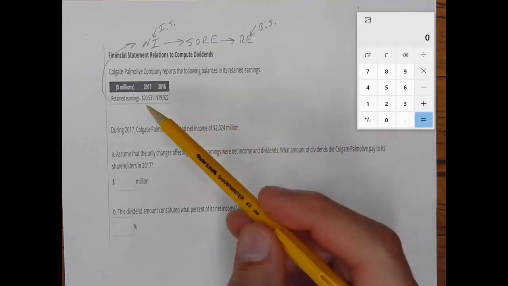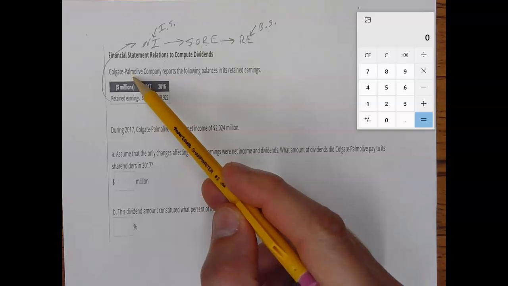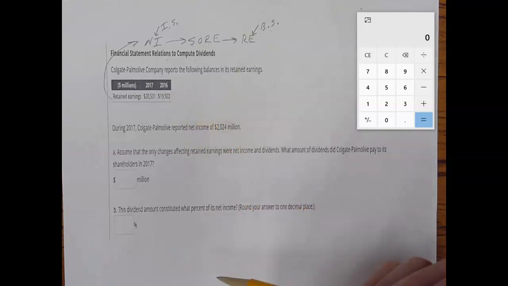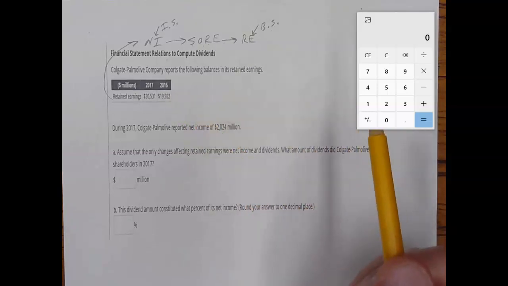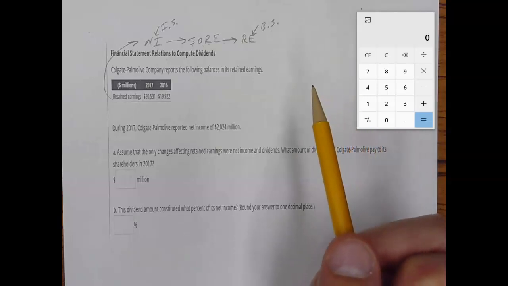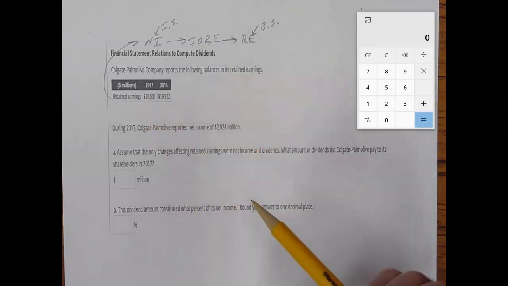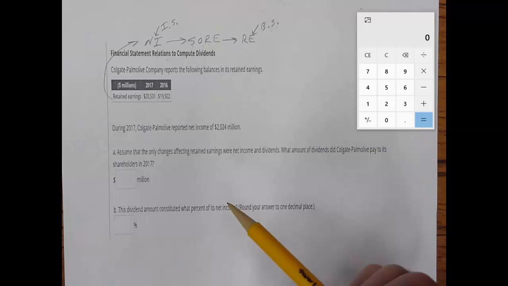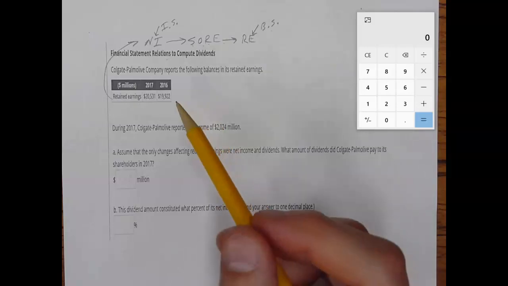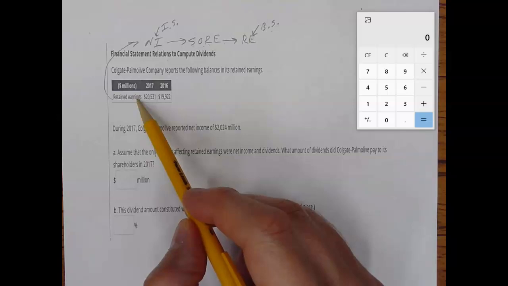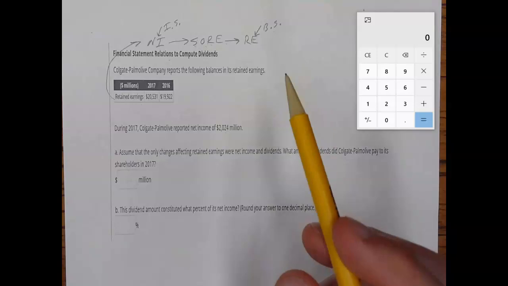So if we look right here, we've got this Colgate-Palmolive company, and for last year they had retained earnings of $19,922, and that's in millions. This year, they have retained earnings of $20,531. Now, we know already, hopefully, or we're going to learn this eventually, that they made money. Retained earnings can only go up if we're making a profit. That's the only way that can happen. But the question is, how much profit?